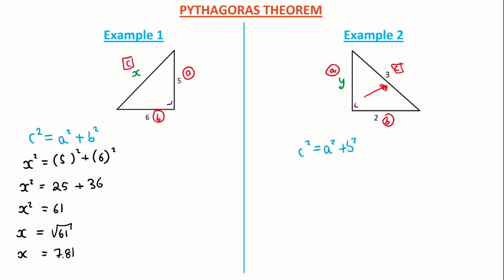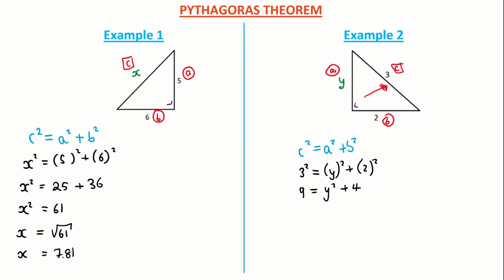Coming down and filling in my Pythagoras theorem, that's giving me c, which is 3 squared, is equal to my a, which is y according to my picture, plus my b, which is 2 squared. So on the left hand side, I have 3 squared, which is 9, equals y multiplied by y, which gives us y squared, plus 2 multiplied by 2, which is 4.